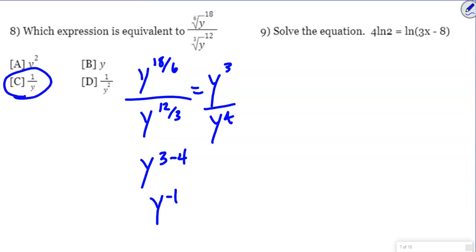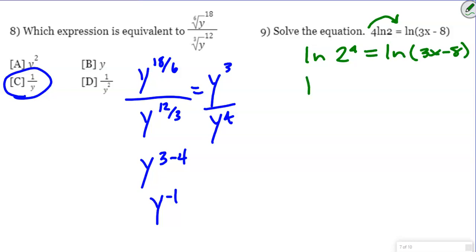All right, on this next one, the first thing we're going to do is divide. Actually, you know what? We're going to, again, condense first. We're going to condense. So we're going to move this 4 to there. So this is going to be ln of 2 to the 4th, which is equal to ln of 3x minus 8.